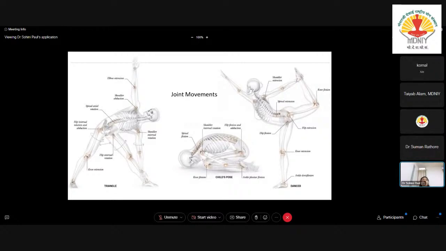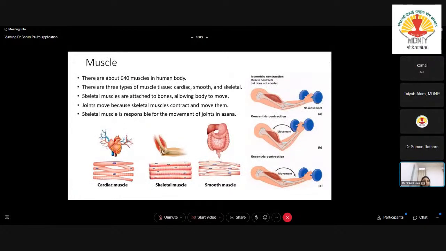Based on these movements, there are muscles which are involved, and this muscle activity is required for the proper functioning or for the proper posture to happen. So the movements are also important. Knowledge about the movements, the joints, their range of motion, and the muscles which are assisting in those movements are all important when we talk about a particular yogic posture. So these are the joint movements.